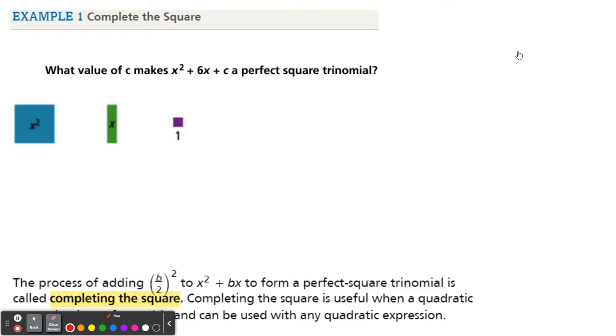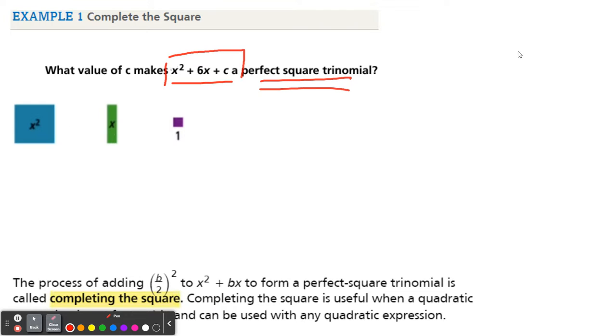So it says, what value of c makes x squared plus 6x plus c a perfect square trinomial? So this is our quadratic, and this is our vocab, perfect square trinomial. What we're looking to do is organize this quadratic into an algebra-style representation where x squared is represented by these blue squares, the x's are represented by these green rectangles, and these ones represent a unit. That's going to make up c. And we want this to be a square.